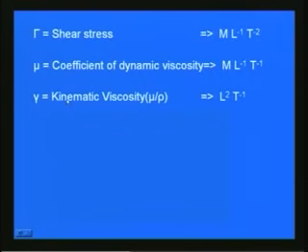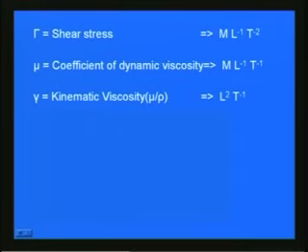And there is another quantity called kinematic viscosity. When we divide the coefficient of dynamic viscosity mu by the density rho, that quantity is called kinematic viscosity, nu is equal to mu by rho, and its unit is L square T to the power minus 1.